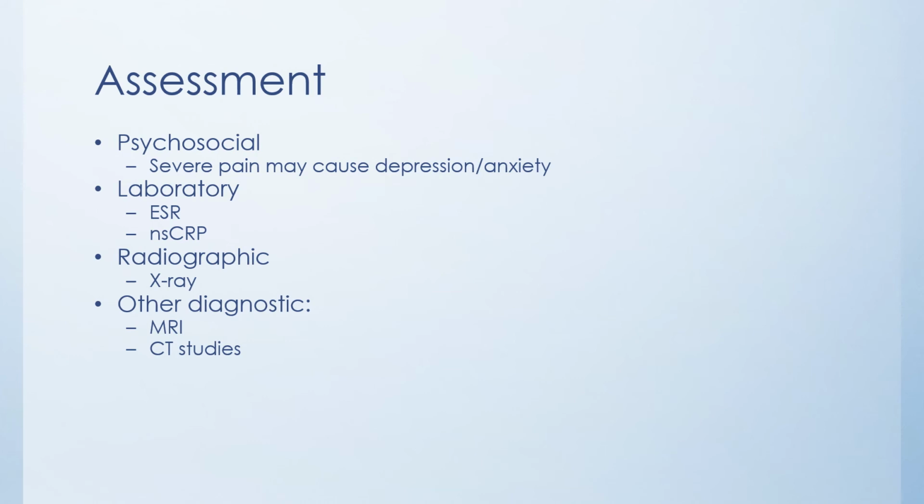So labs, we're going to look at the ESR and the CRP. The CRP is an indicator of inflammation. If you have a positive CRP, that means that there's inflammation somewhere in the body. We might look at x-rays, MRIs, and CT too, just to see the extent of damage.